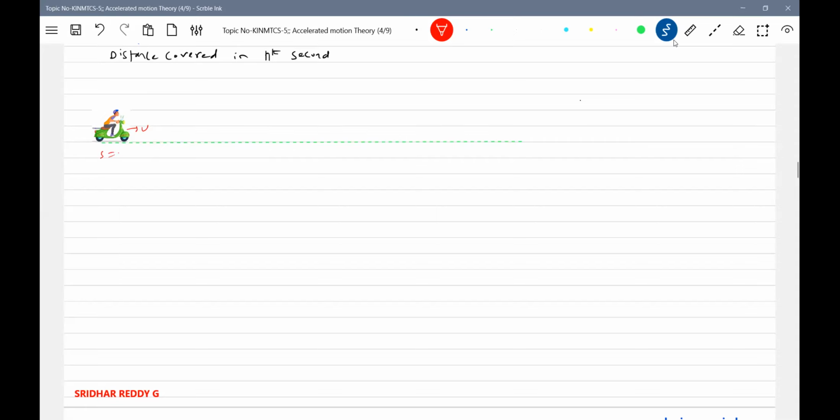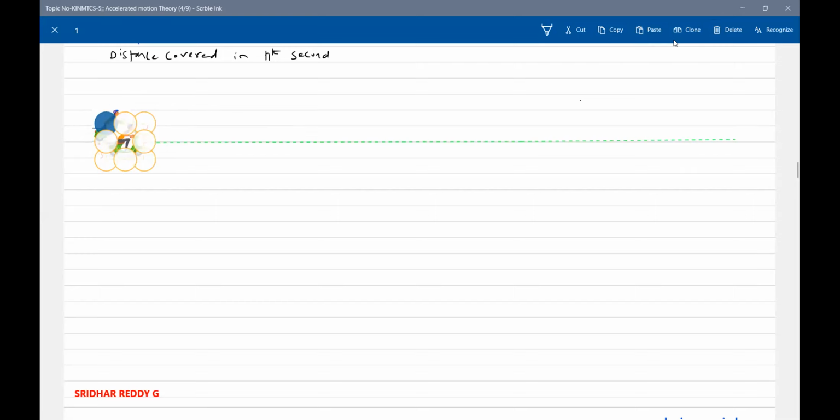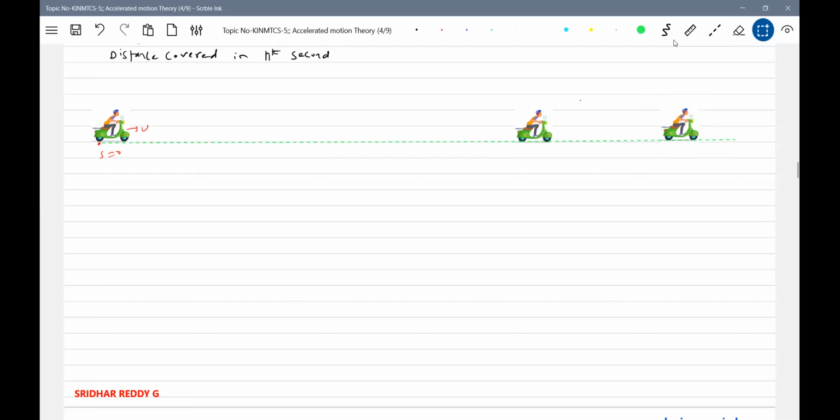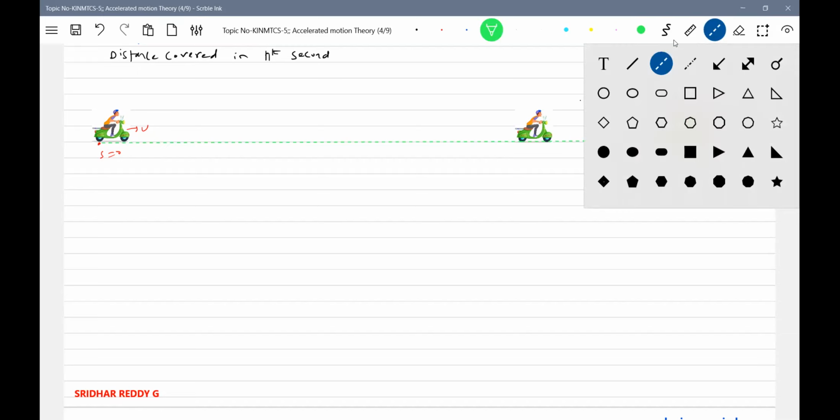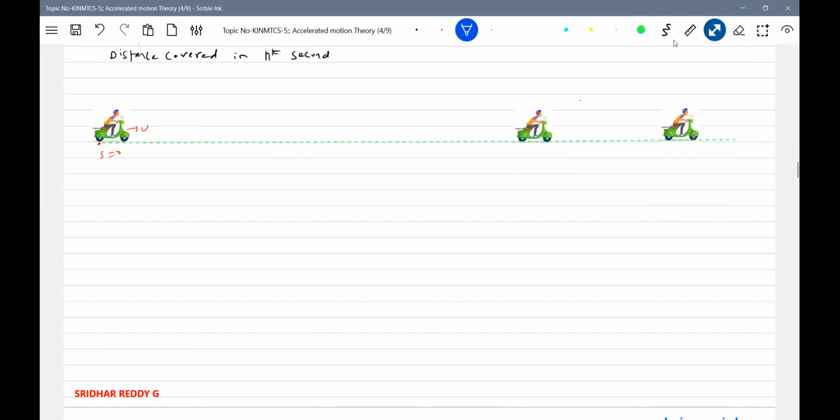At s equal to 0, this is the origin. Then after n seconds, it'll be here. After n minus 1 second, it'll be a different position. So here will indicate. So this will be the distance covered in n seconds.